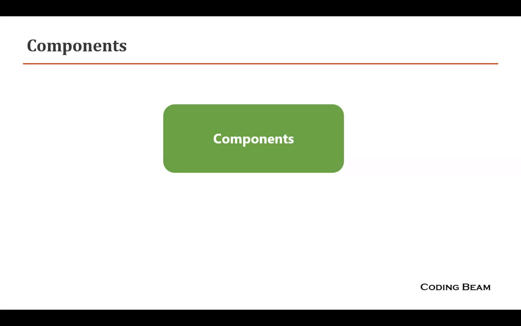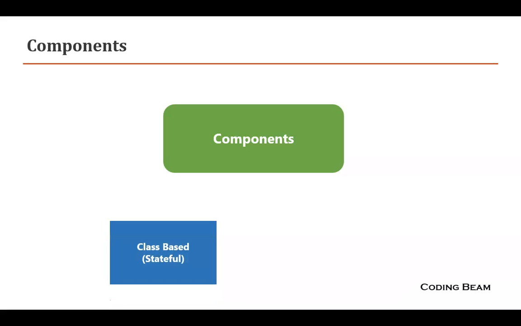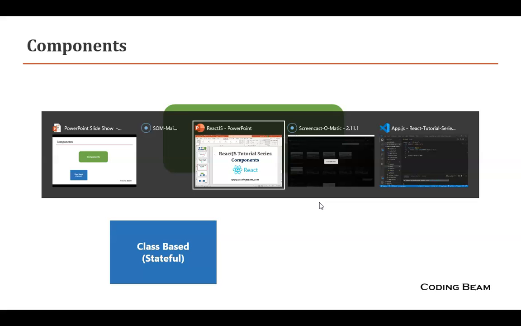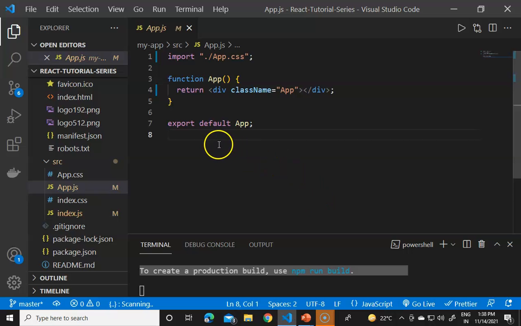There are two types of components in React. The first is class-based components, which we know as stateful components. Class-based components inherit the Component class from React and render the HTML in it. To demo class-based components, we have to go to the app file.